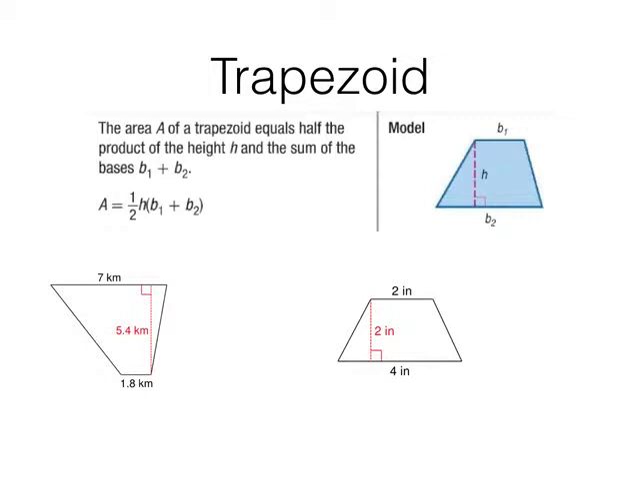Now, first of all, why does this work? Well, I want you to think about 1/2 B1 plus B2. We found the average of the bases when we do that. Remember, to find the average of a group of numbers, you add those numbers up, and then divide by how many there were. So that would be 2. So I'm averaging the bases together.